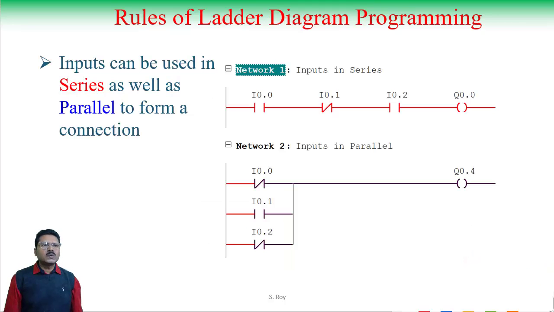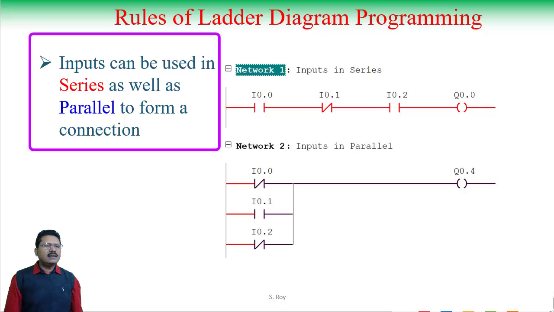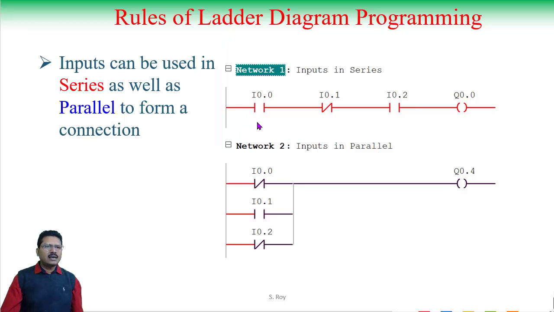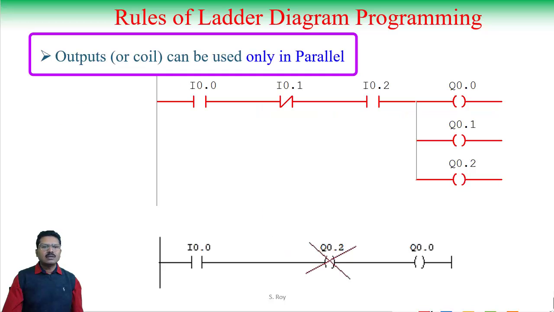Few rules to design ladder diagram programming. Inputs in ladder diagram can be used in series as well as parallel to form a connection. See here, I 0.0, 0.1, 0.2, these are connected in series. Here, I 0.0, I 0.1, I 0.2 are connected in parallel.